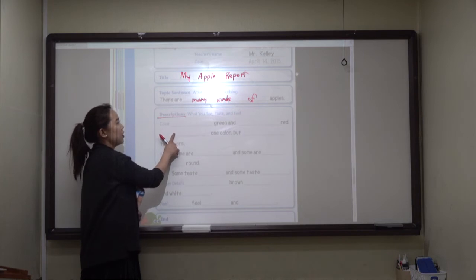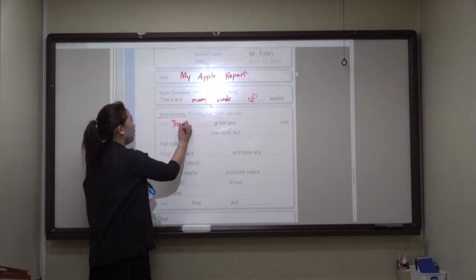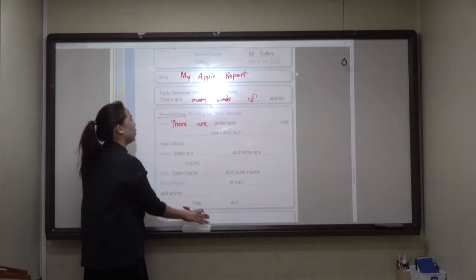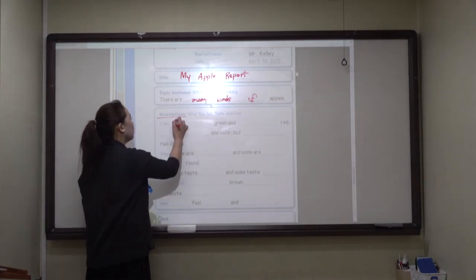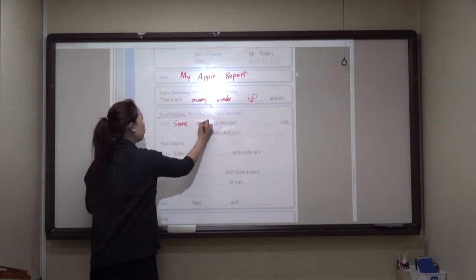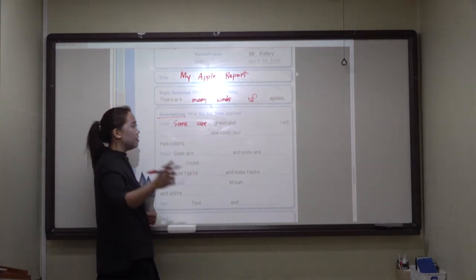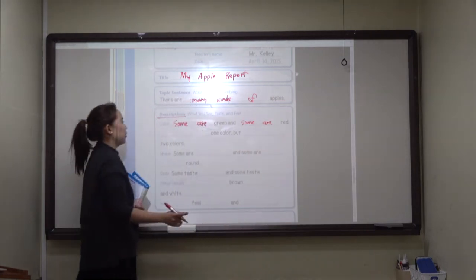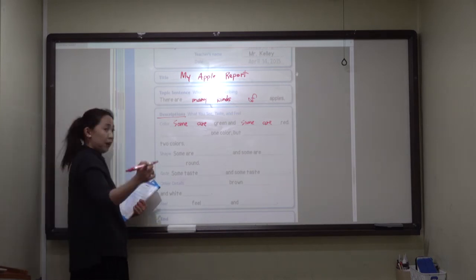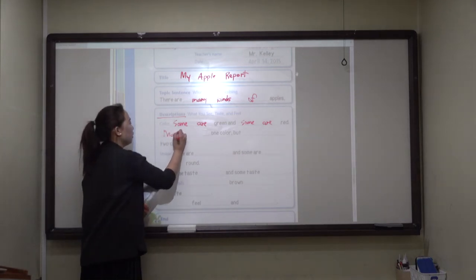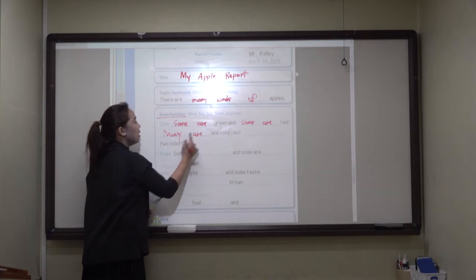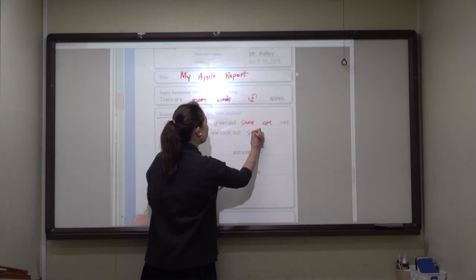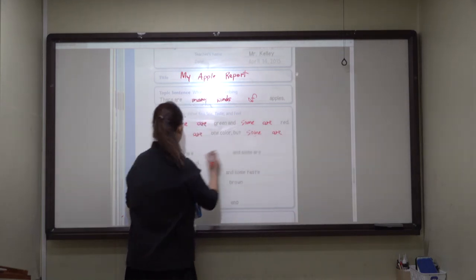So what are the colors? There are green. Oh, sorry. Some are. Okay. Some are green and some are red. Okay, next. Right, very good. Many. Alright. Many are one color, but some are two colors.